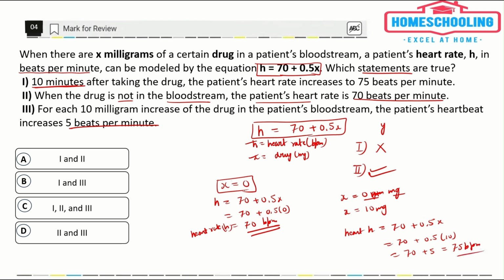So at 0 it was 70 beats per minute when there was no drug at all, and when we increase the drug dose by 10 milligram, it is 75. Statement 3 says that for each 10 milligram increase of drug in the patient's bloodstream, the heartbeat increases by 5 beats per minute. At 10 milligram it is 75, and at 0 milligram it is 70. So heart rate increases by 5 beats per minute. So statement 3 is also correct. So option D is your correct answer.